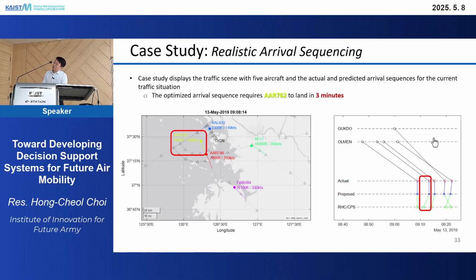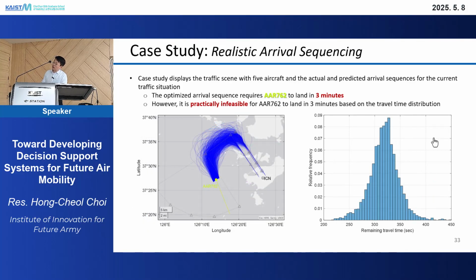In one of the airports, the receding horizon control and constraint position shifting algorithm generated the optimized arrival sequence, and it requires this aircraft to land in 3 minutes. However, as you can see here, the proposed method and the actual one are much slower than that.